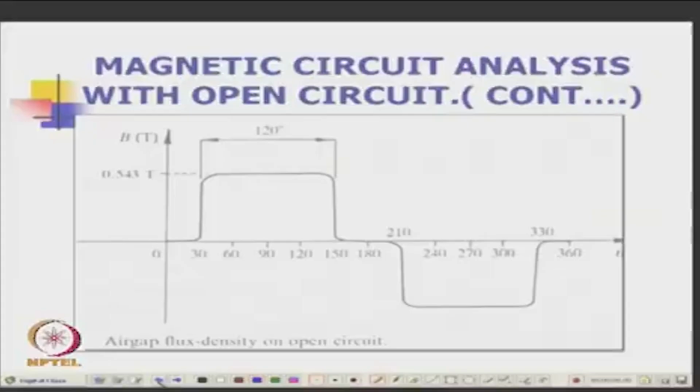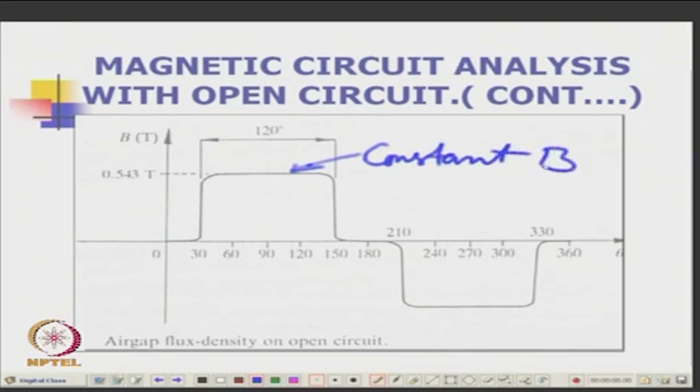And we also said that in such machines you nearly get a constant B flux density. The air gap flux density, if you monitor, it will be nearly a constant. And as the conductors move, it is likely to give a nearly constant voltage under the BLV law.